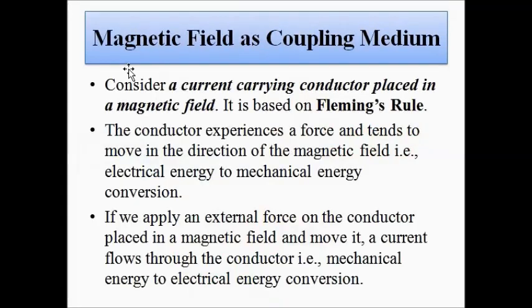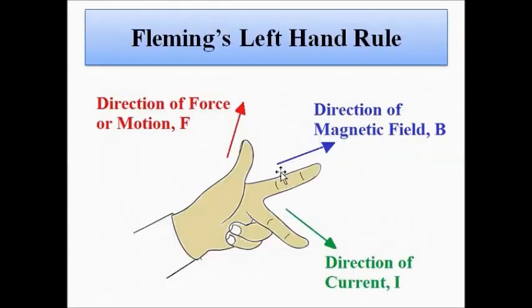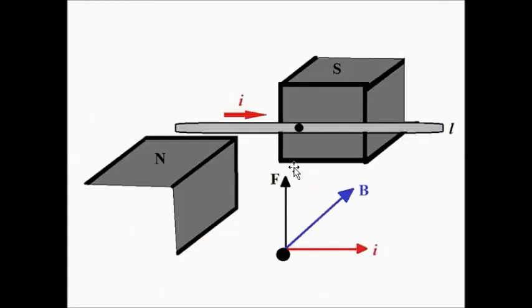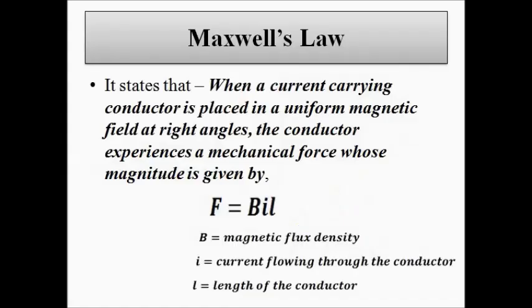Fleming's rule gives the behavior of a current carrying conductor placed in a magnetic field. It states that when a current carrying conductor is placed in a magnetic field, it experiences a force and tends to move, and the direction of the magnetic field, the direction of the force or motion, and the direction of the current are in three mutually perpendicular directions, that is at 90-degree angles with respect to each other, just like the x, y, and z axes. Same thing is stated here in Maxwell's law.